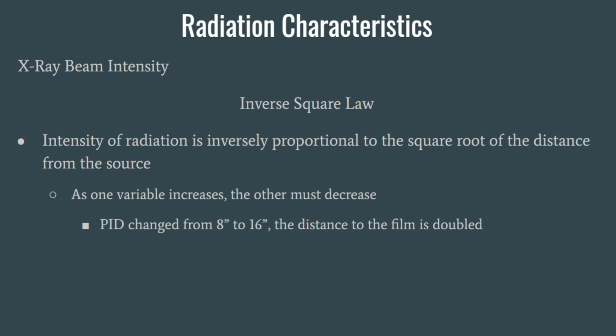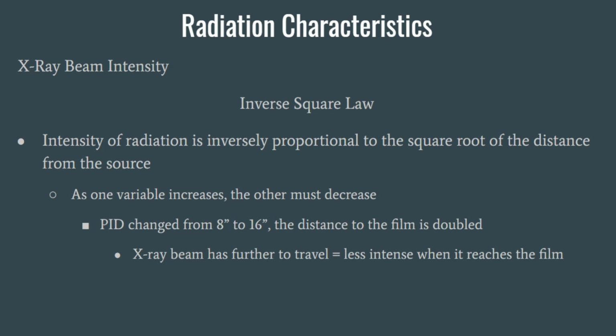So when we change that PID from the 8-inch to the 16-inch, the distance to the film is doubled. So 8 inches to 16 inches, that's twice. The X-ray beam now has further to travel, and as we've just said, the further the beam travels, the less intense it becomes. So by the time it reaches the film, it is way less intense than when it first leaves the tube head.